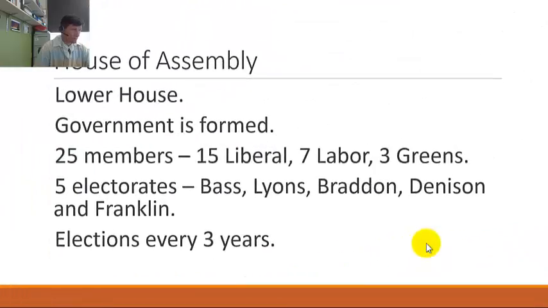Let's look at the lower house, the House of Assembly. That's where the government of the day is formed. In Tasmania we've got 25 members. Currently there's 15 Liberals, 7 Labor and 3 Greens. They are elected from 5 electorates. There are 5 members from each electorate, making up 25.